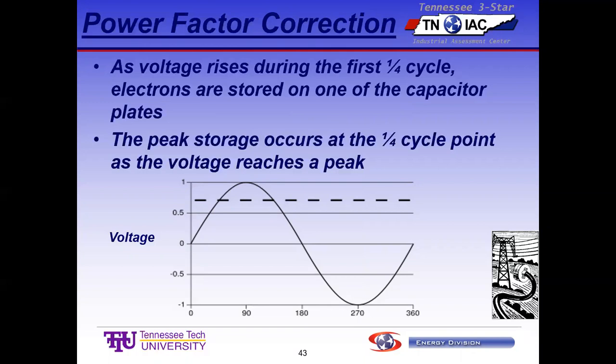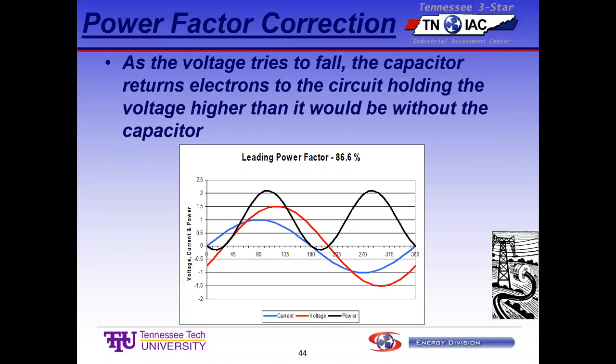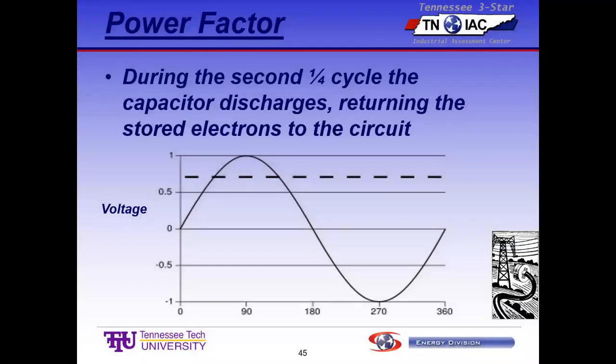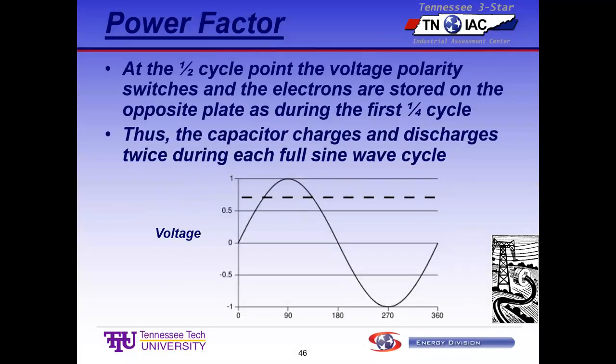So by taking measurements and knowing what you have, you can adjust the amount of capacitance to match the amount of inductance, and you can set that power factor wherever you want it. As the voltage tries to fall, the capacitor returns electrons to the circuit, holding the voltage higher than it would be without the capacitor. In the second quarter cycle, the capacitor discharges. And we do the same thing on the bottom side.